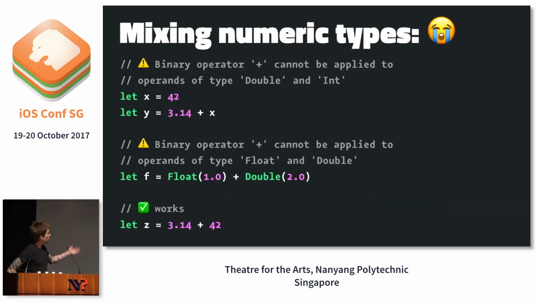We see all these different compiler warnings when we try to mix types. So if we try to add an Int and a Double, Swift complains, I don't know how to do this. How do you add an Int and a Double together? If we try to add a Float and a Double, well, they're both floating point types. Still can't do it. But down here, this last example, this works. We're adding a Double and an integer, or at least it seems that way.